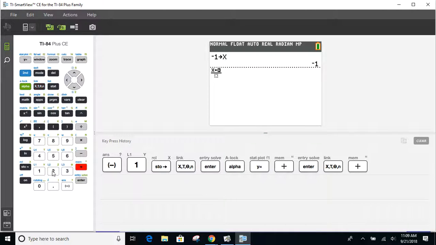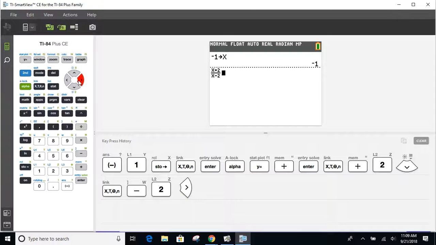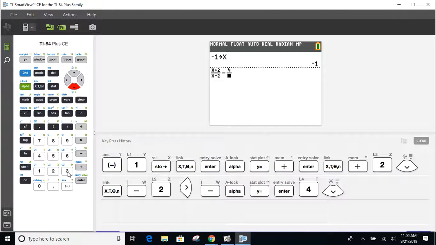And x plus 2 over, what was the bottom? X minus 2. And then what am I adding to that? Subtracting. 4 over 3. So another fraction template. 4 over 3.